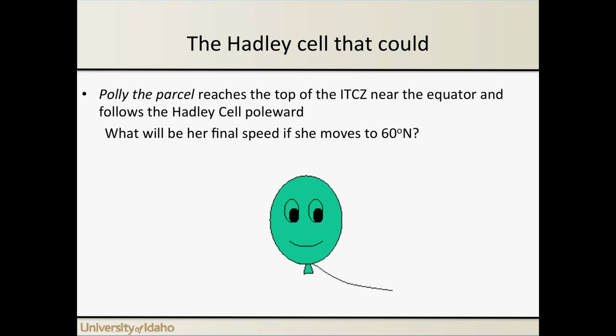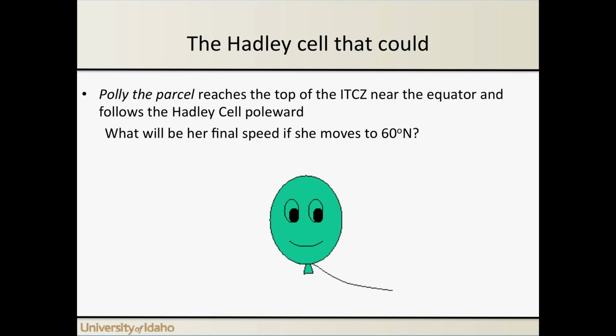So the question here is what will be the final speed of this parcel if it's released at the top of the ITCZ? And we know that the upward branch of the ITCZ moves poleward, so the parcel should move poleward as well. But because we have to contend with the Coriolis force, the parcel will probably be moving at a very different relative speed at 60 degrees north versus the equator. We'll assume at the equator that the relative speed was zero.